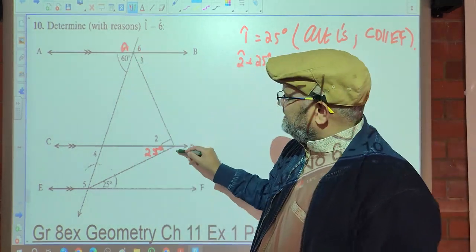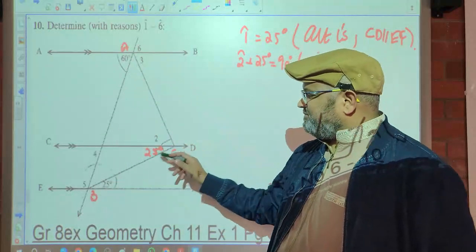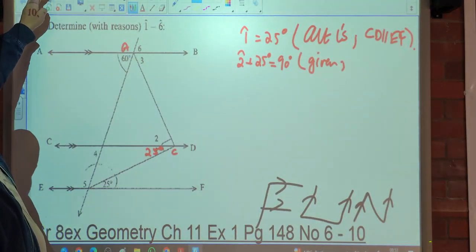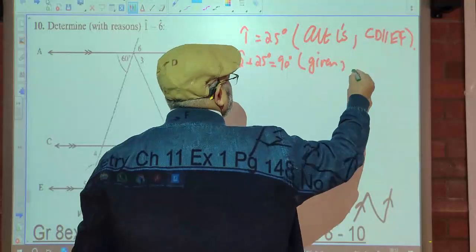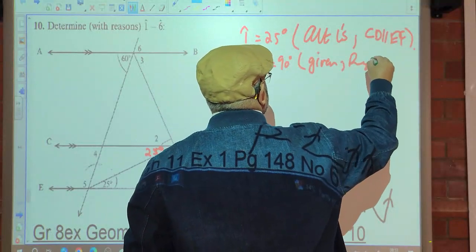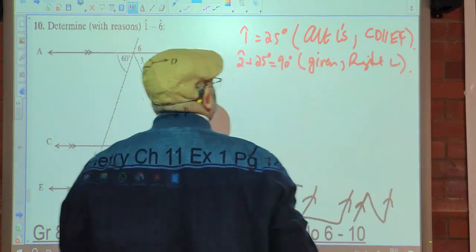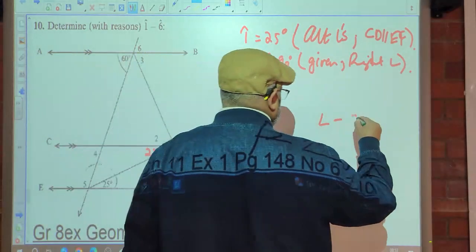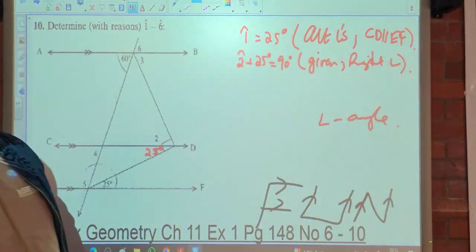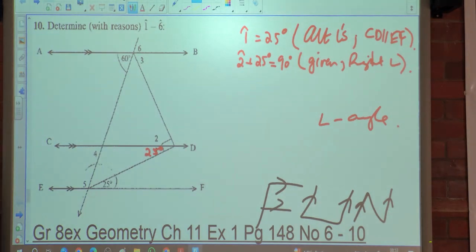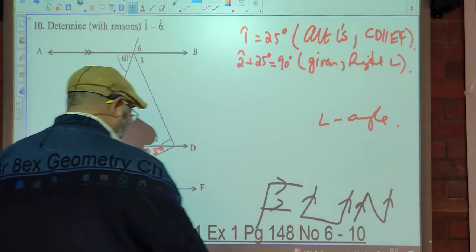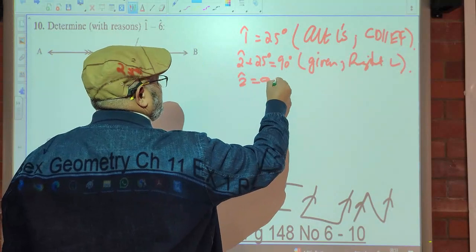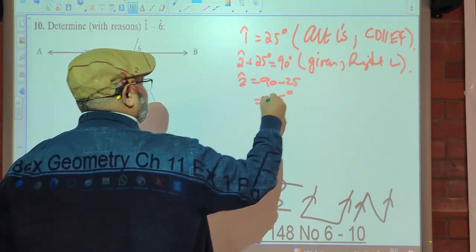Otherwise, if there was a CB, then I would have said ACB is equal to 90. There is already a C, but okay, not C. So what I do is, I just say a right angle. Given a right angle. And that is an indication for just that angle. Make a note there. It is also a shorthand for angle. Okay? So angle 2 is equal to 90 minus 25, which is 65 degrees.